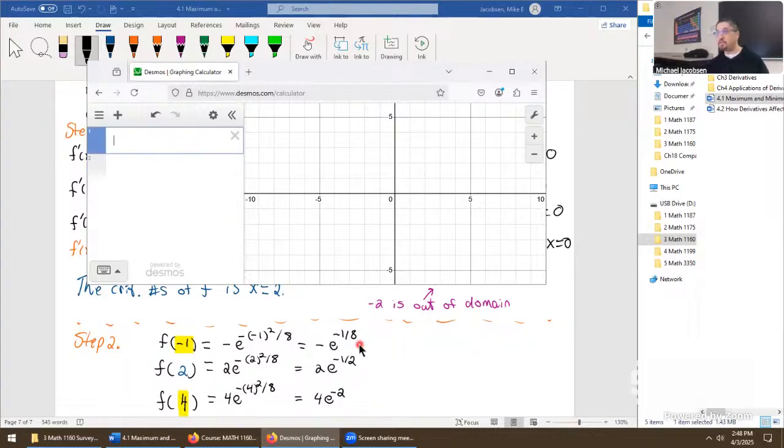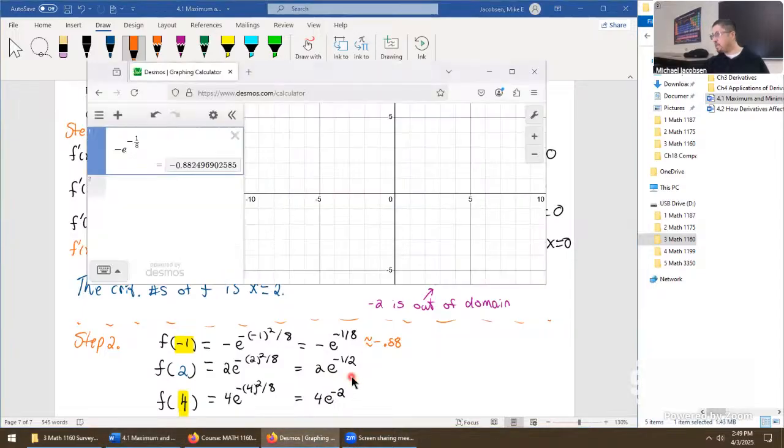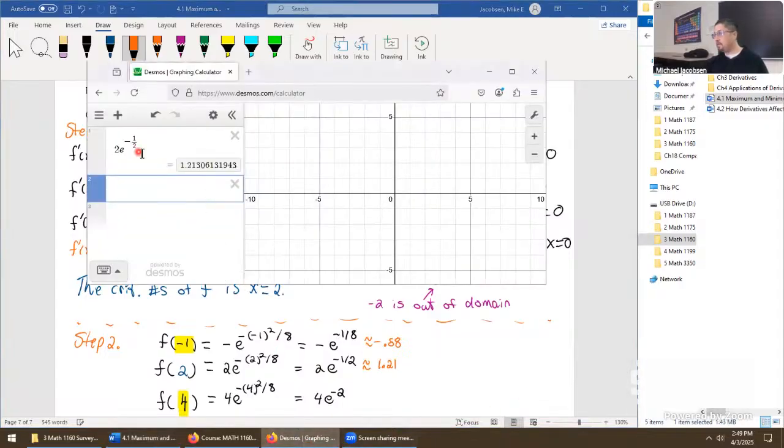Let's put in some function values. Negative e to the power of -1/8. That one's at -0.88. Now 2e to the power of -1/2. This one is at 1.21. And last one, 4e to the power of just -2. This one comes out as 0.541.